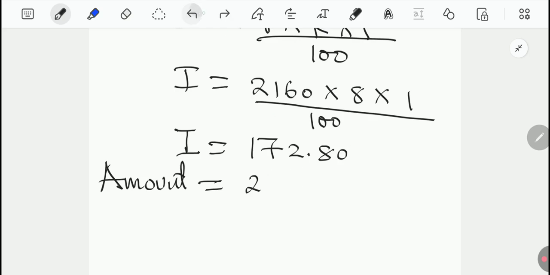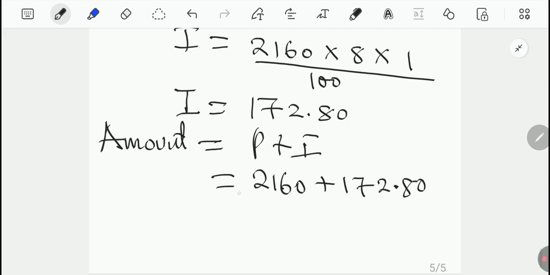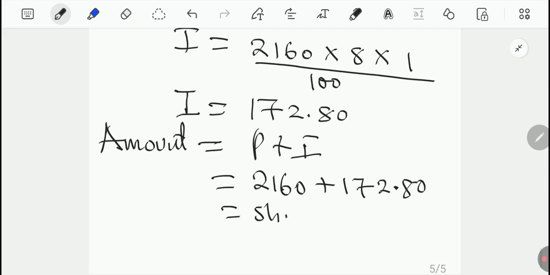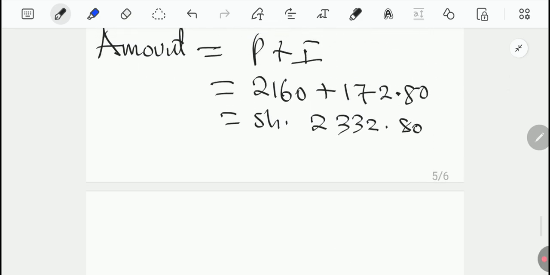In fact, it is principal plus interest, which is 2160, which was the principal, plus now the interest 172.80, giving us shillings. When we add them all together, you're going to get 2332.80. Better leave it like that without rounding off. It's the best to avoid the error, as I always tell you.